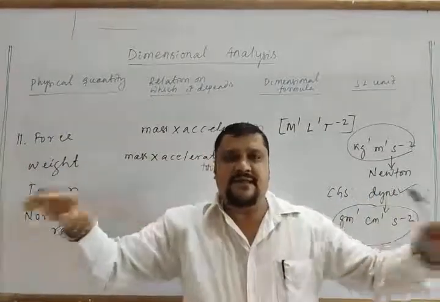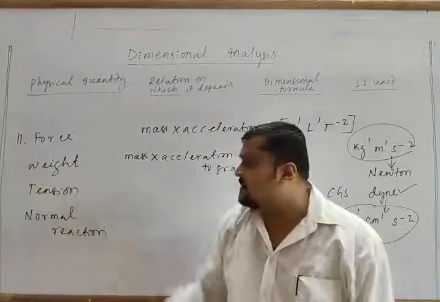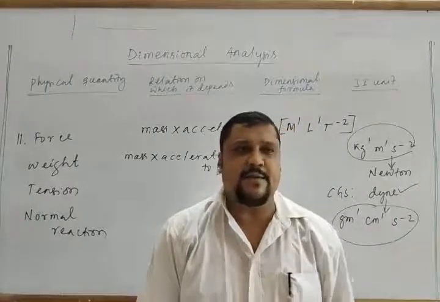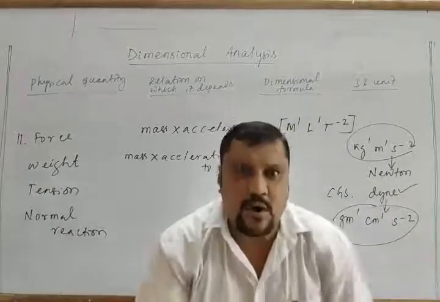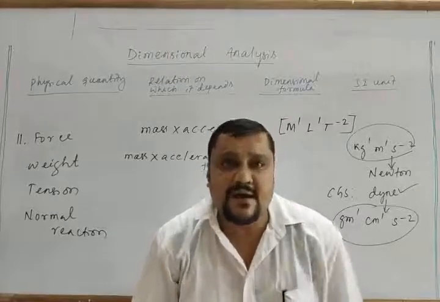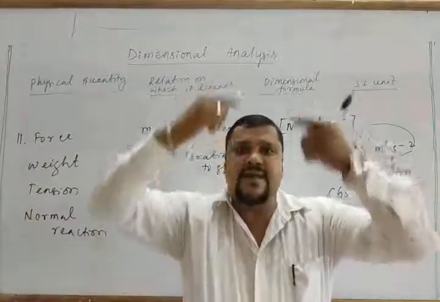What is happening there? It is stretching, which means that tension is acting in the rope. That is called tension. Now, normal reaction. I am standing here. The Earth is attracting me towards its center, so I should go deep inside the Earth. But I am not going there. Why? Because there is an opposition to that. That is called your normal reaction.